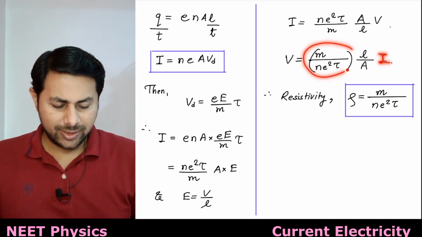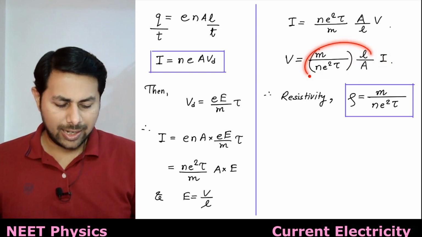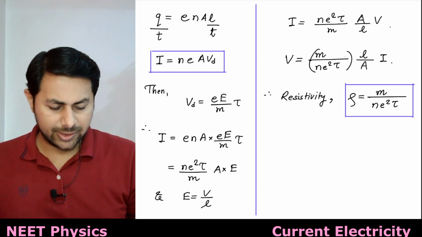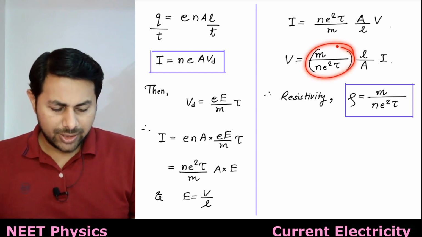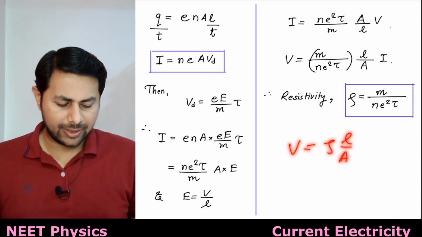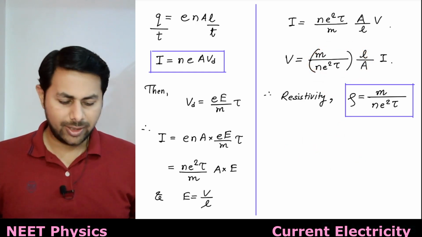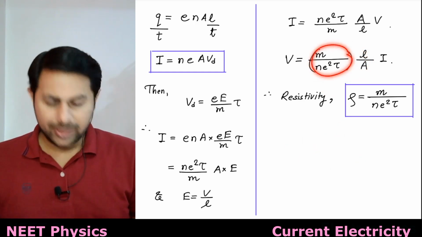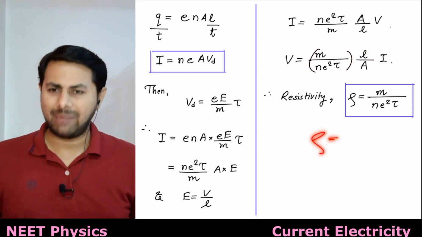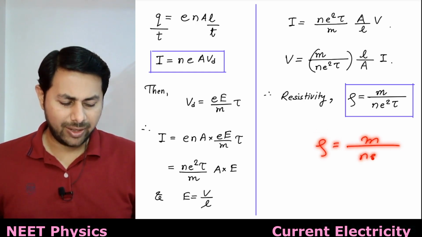Now what is this thing? This is your standard form of Ohm's law, V is equal to R into I. If you call this rho, then you have V is equal to rho times L by A multiplied by I. That means this would be the resistance multiplied by current. So what is this thing? This must be the resistivity. What is resistivity then? Rho is equal to m divided by ne squared tau.